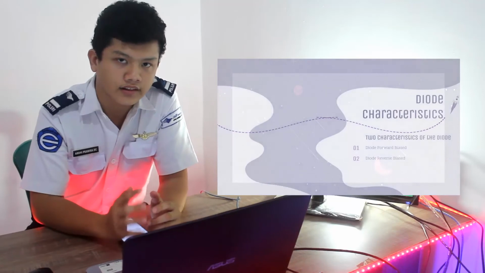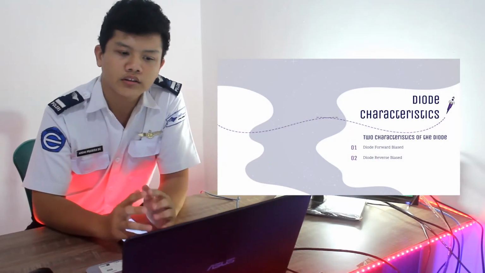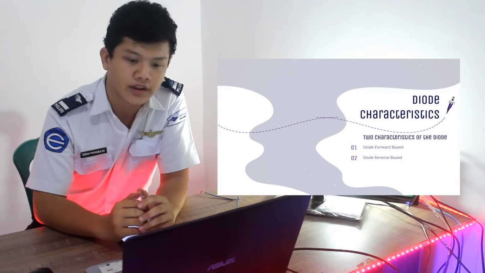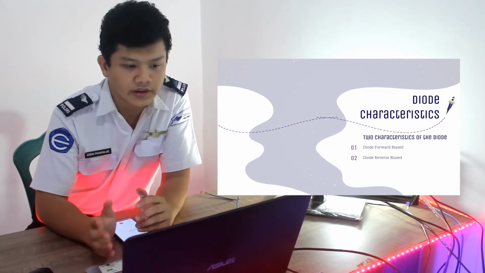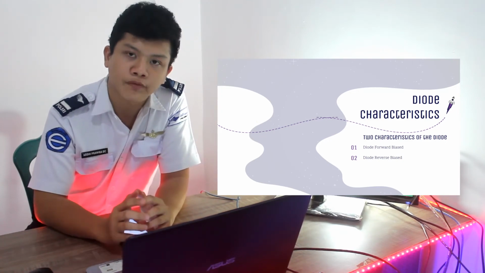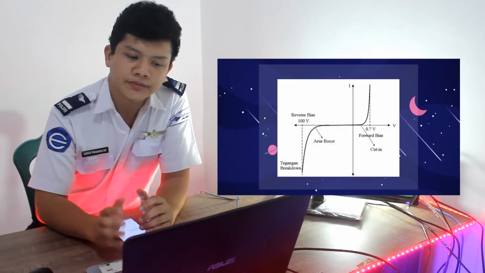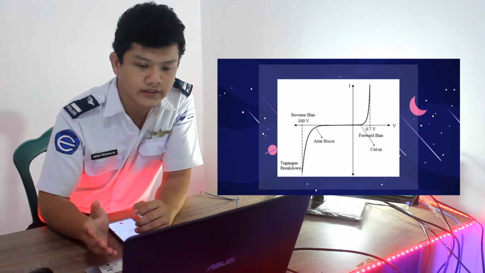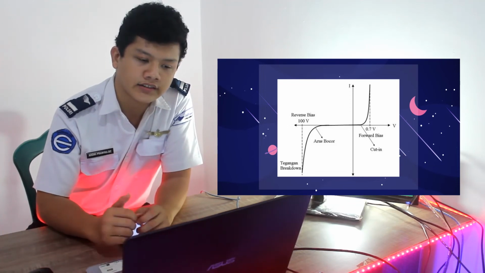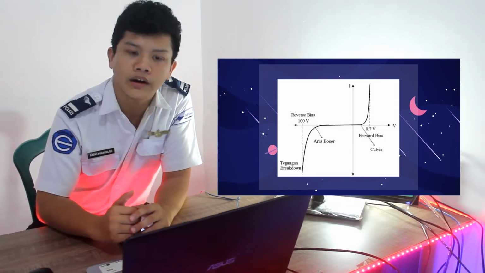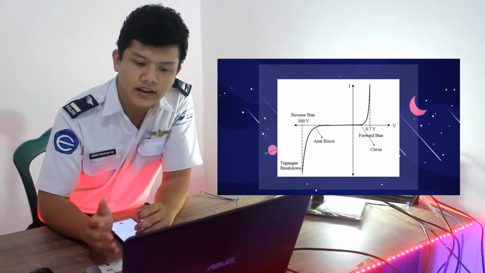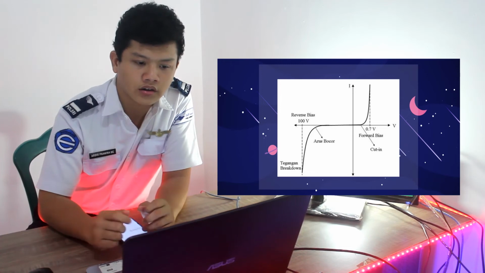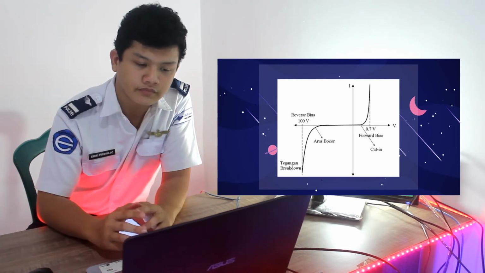Next, diode characteristics. There are two characteristics of a diode, namely diode forward bias and diode reverse bias. The following is the explanation. First, diode in forward bias. The diode is biased forward to provide external voltage toward the diode terminals. If the anode is connected to the positive pole on the battery and the cathode is connected to the negative pole on the battery, it will cause a forward bias.